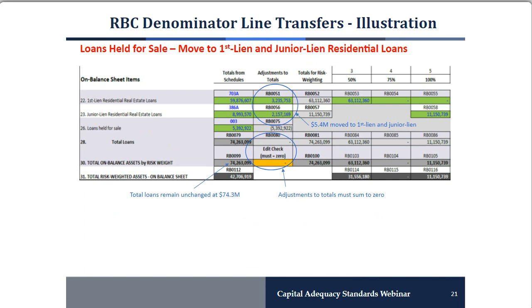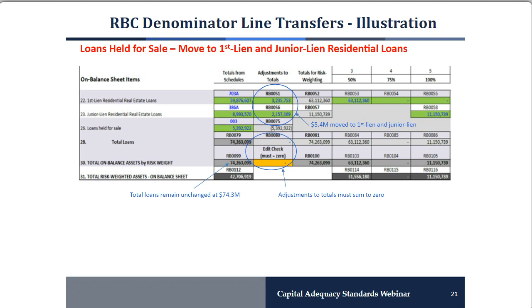This slide shows the transfer of loans held for sale that I mentioned previously. As prescribed by the final RBC rule, loans held for sale must be grouped with their respective loan types and risk-weighted accordingly. In this example, the approximately $5.4 million of loans held for sale are transferred to the first lien and junior lien rows for appropriate risk weighting. I'm only using those two loan lines for illustration purposes here.